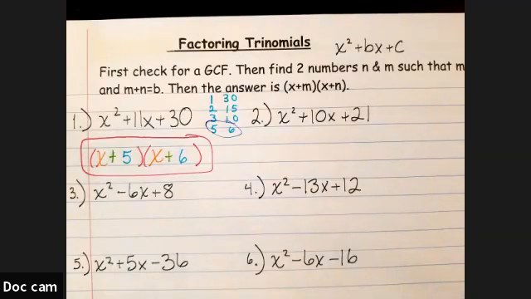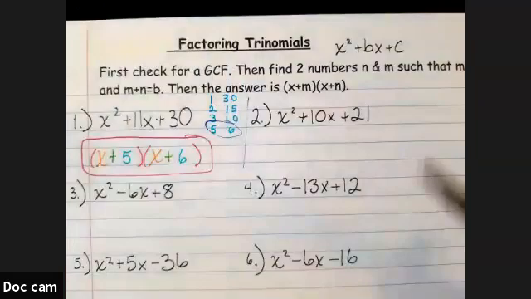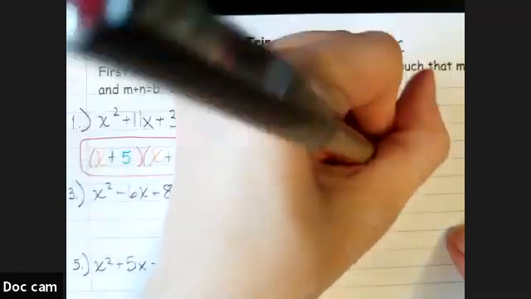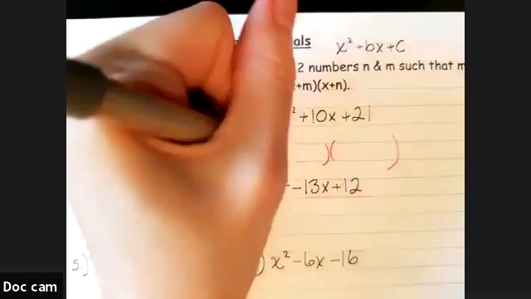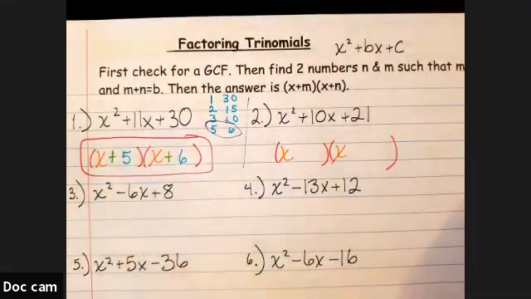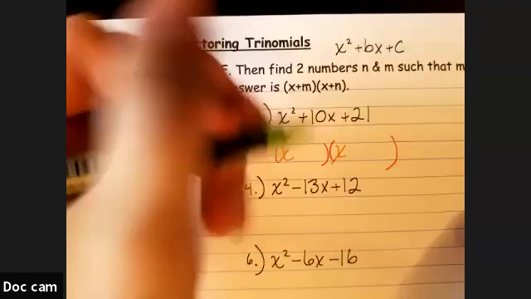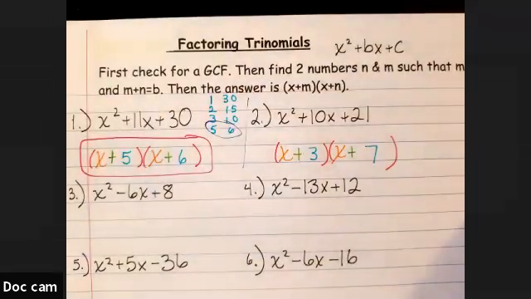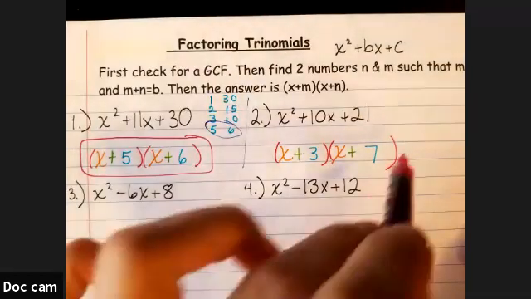All right, so number 2, same thing, just do your 2 sets of parentheses and then do your 2 x's. And then again, they're both going to be positives. And 2 numbers that multiply to 21 and add up to 10 would be 3 and 7. So there you go.